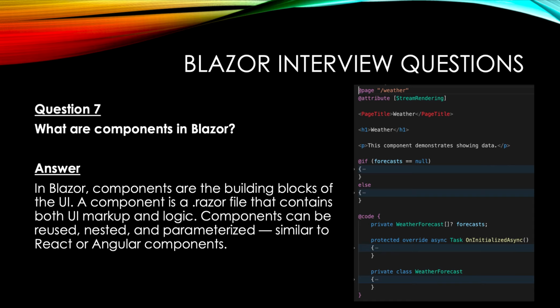Question number 7. What are components in Blazor? In Blazor, components are the building blocks of the UI. A component is a .razor file that contains both UI markup and logic. Components can be reused, nested, and parameterized, similar to React or Angular components.